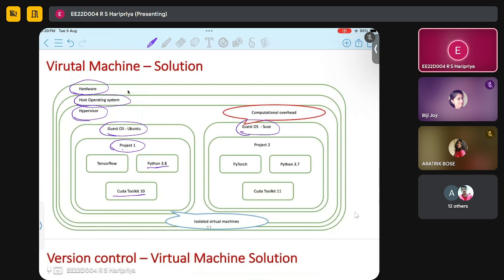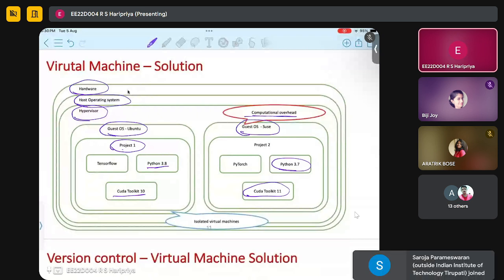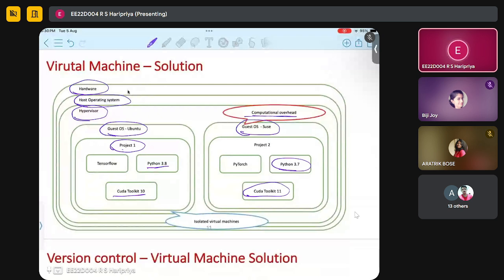What is the issue in this? It's a computational overhead, because the guest OS in both of those virtual machines will be bulky or heavy, so it takes a lot of memory. Version control and virtual machine solution. So to ease this, an effective possible solution will be to use Docker.